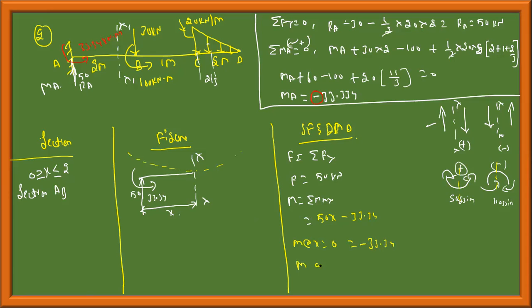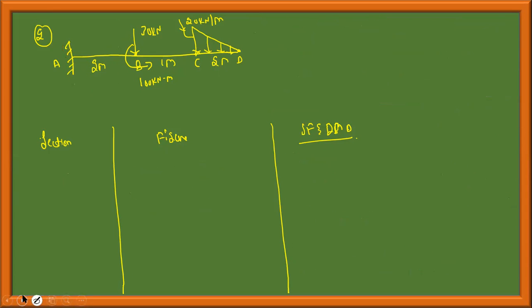Moment at x is equal to 2 is equal to, can you tell me, 100 minus 33.334, can you tell me what is the value? 66.66. As soon as you complete that, you should plot the shear force and bending moment diagram.